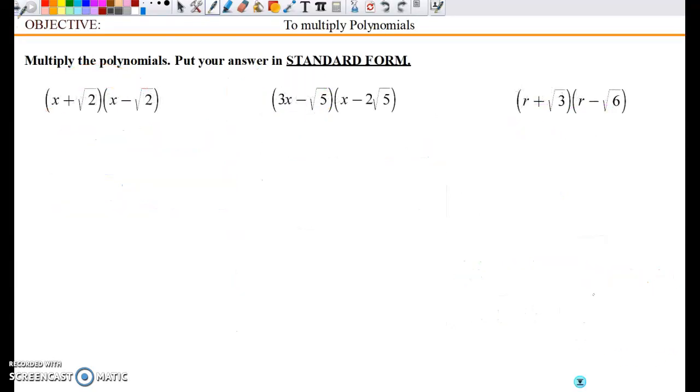All right, let's do a couple more things here. Now here's something interesting that's going to combine what we have learned in Unit 6 and in Unit 7 so far. I'm going to multiply the polynomials. Now look, I have a square root of 2 here. Don't let that scare you. I'm going to use the same process.